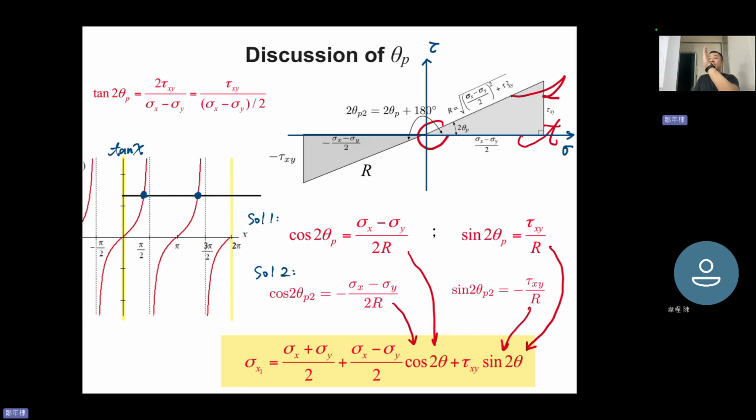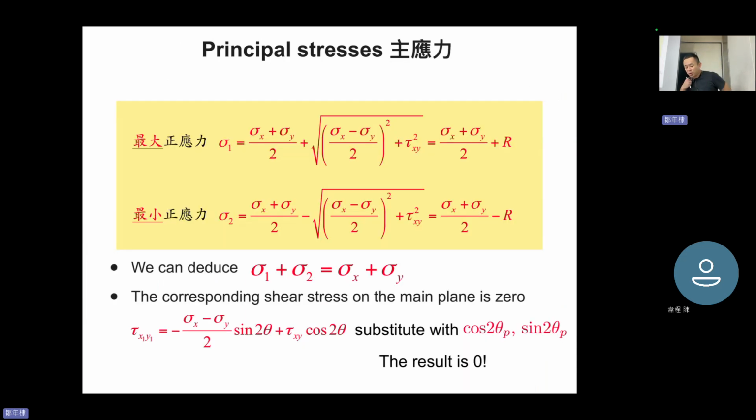Okay, so actually, by introducing this kind of coordinate, x is sigma, y is tau, you can see that the orientation is actually rotating like a circle, all right? So that's the reason why we can use the Mohr circle to draw this later. Okay, so this is principal stress.